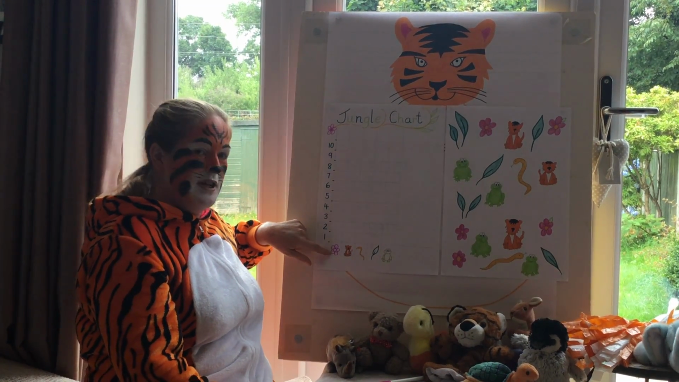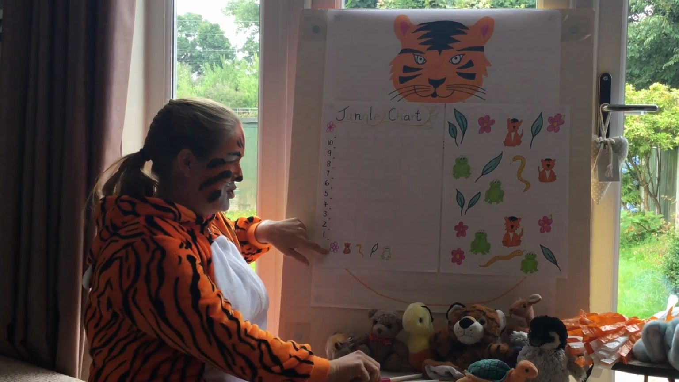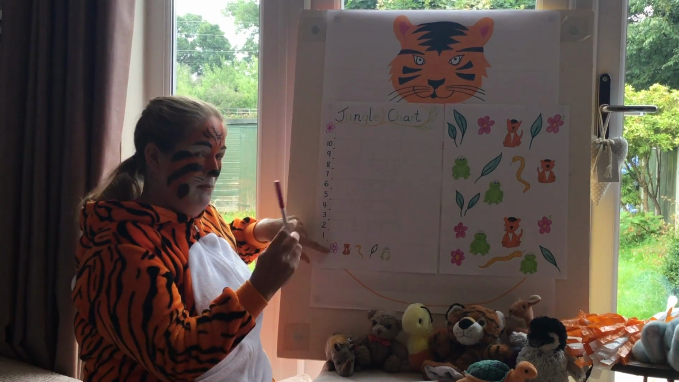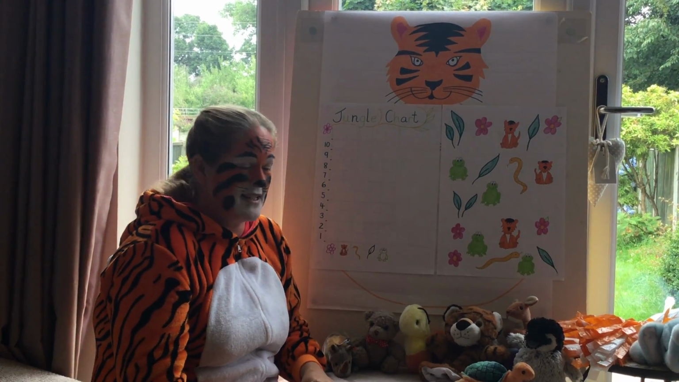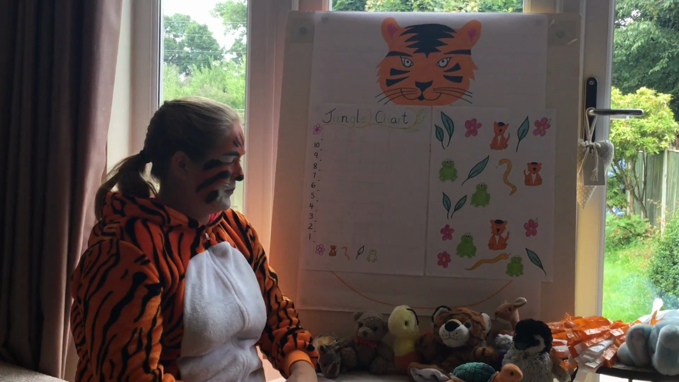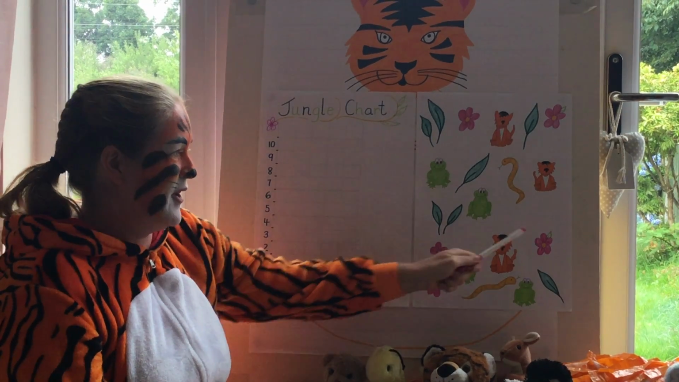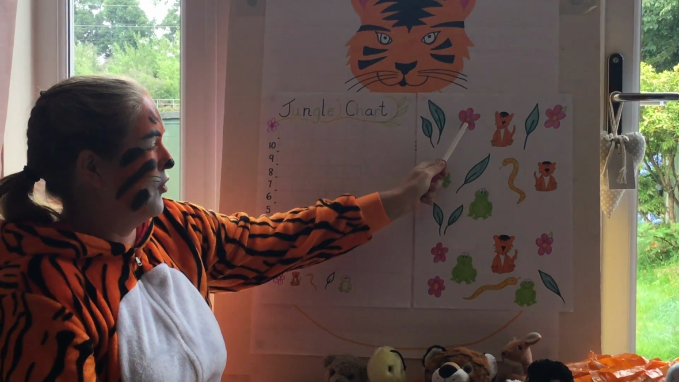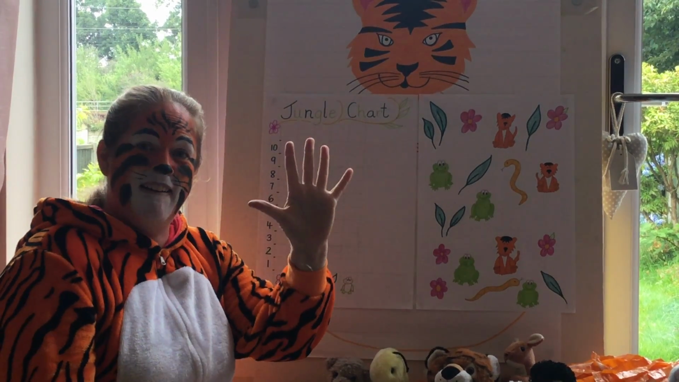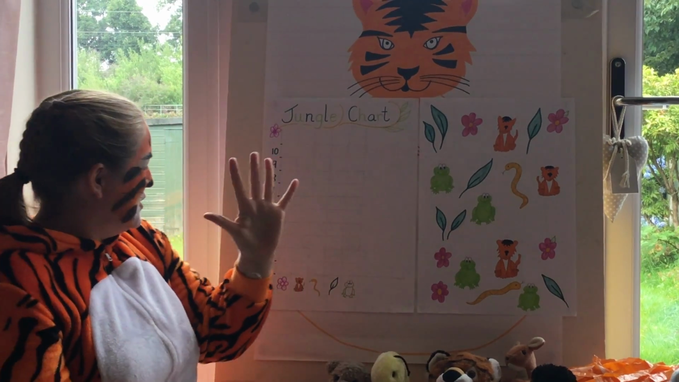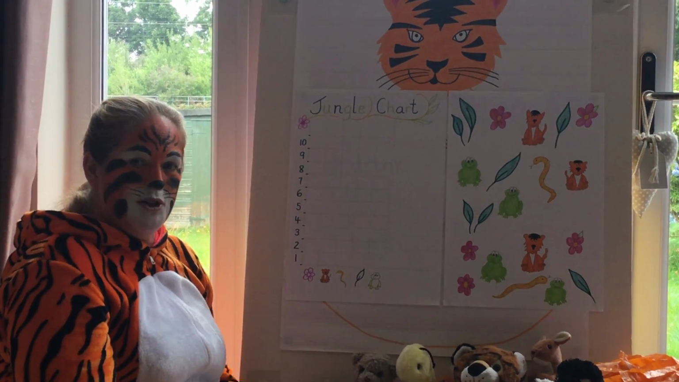So we're going to look at the first picture on our chart, and it's a flower, a jungle flower. So I'm going to get my pink pen, and then we're going to count how many flowers we can see on our jungle picture. Are you ready to count with me? 1, 2, 3, 4, 5. What did we get? 5, that's right. So I'm going to take the number 5 and I'm going to put it into our chart.